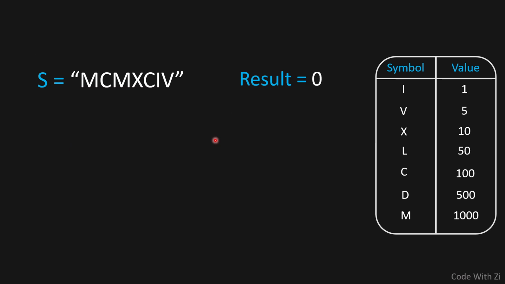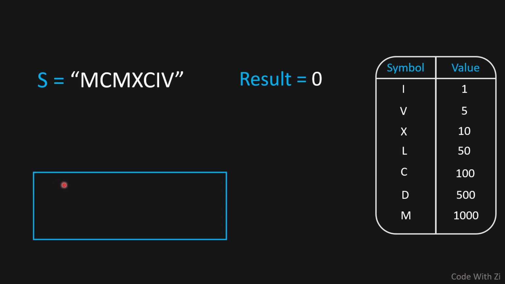Alright, let's visualize it together. So first, let me show you our simple algorithm. In our simple algorithm, we're gonna have a for loop, and inside of it, we're gonna only have 4 lines of code. The first line is if the value of our current character, for example, if our current character is M, and its value is equal to 1000, as you can see here, is smaller than the value of our next character. For example, our next character is gonna be C, and C is equal to 100. So if 1000 is smaller than 100, do the following.